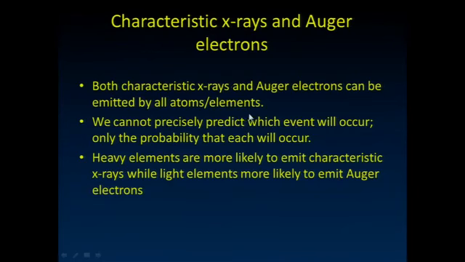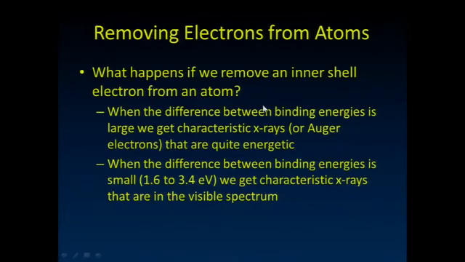We can't predict precisely which event will occur, but for a particular atom and a particular energy imparted on it, we do know the probability that each will occur. Heavier elements tend to be more likely to emit characteristic radiation, while light elements are more likely to emit Auger electrons. This is important to us because biologic tissue is predominantly made out of lighter elements.